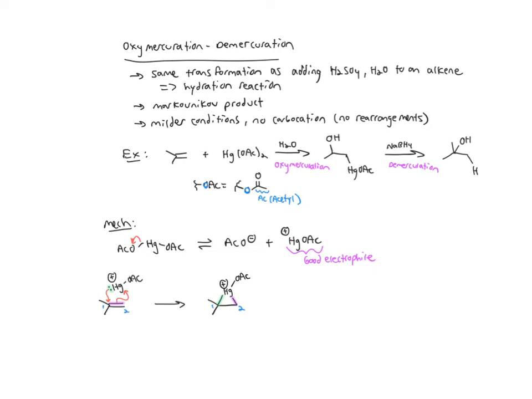We get to this three-membered ring, and unlike with a carbocation, it's not immediately clear where the nucleophile is going to attack. We have these two carbons that used to be involved in the double bond. Now they're both attached to mercury. One of them is able to be attacked more easily than the other.